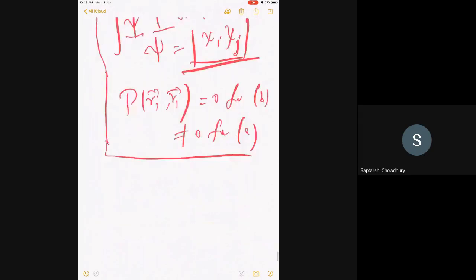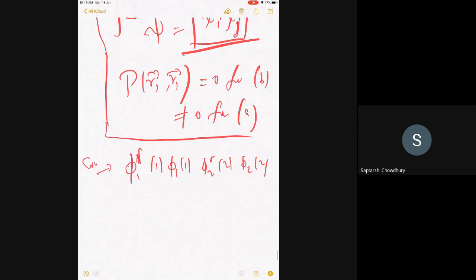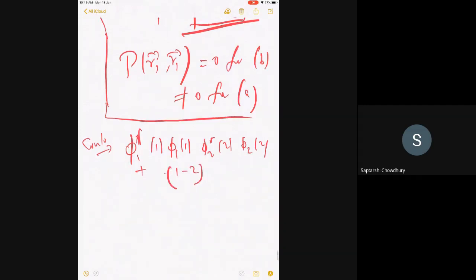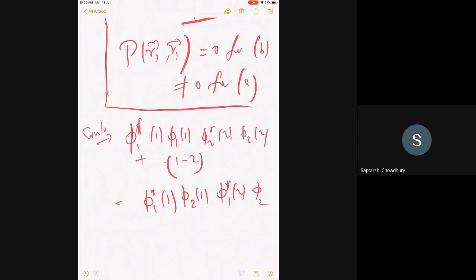So basically, you will have phi 1 star 1, phi 1 1, phi 2 star 2 after integration, phi 2 2. These are the typical Coulomb terms, plus exchange, plus 1 and 2 interchange, I would say. But you will also have an exchange term, which is very difficult to interpret. So phi 1 star 1, phi 2 1, phi 1 star 2, phi 2 2.